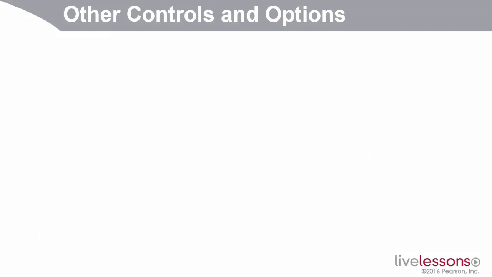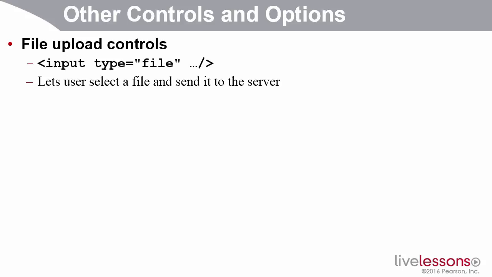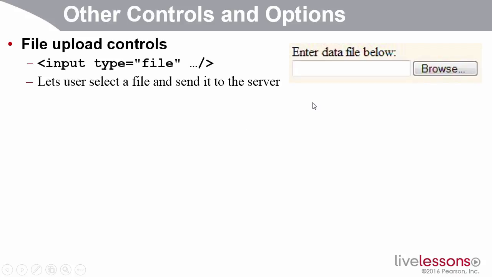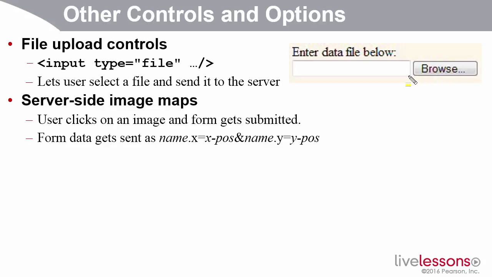Okay, finally, a few useful but much less frequently used controls. There are file upload controls that let the user interactively select a file. The file name will be displayed in the text field, but the file contents will be sent to the server on a normal form submit, but it's trickier to do that with JavaScript. Server-side image maps: when you click on an image, the location of the click gets sent to the server. You can also read that from JavaScript.